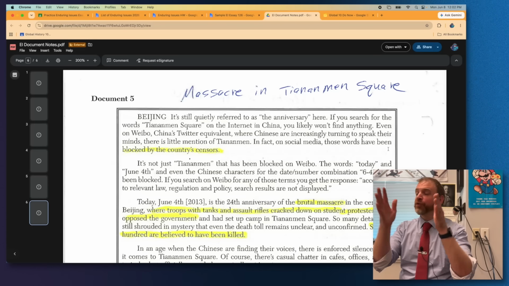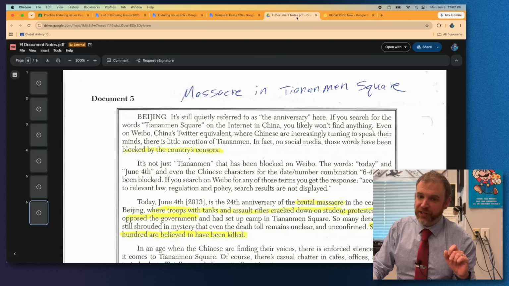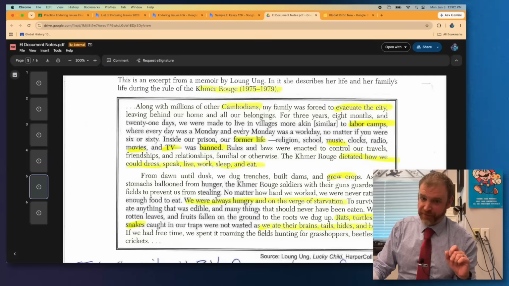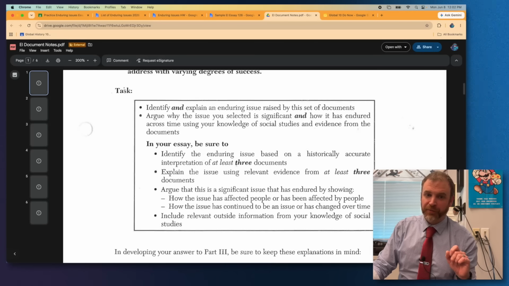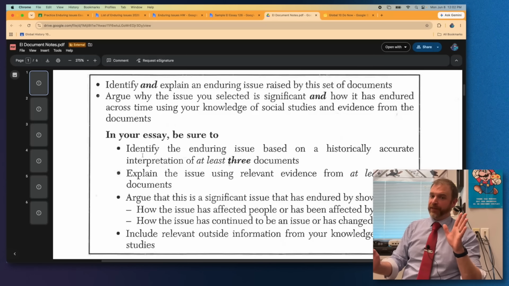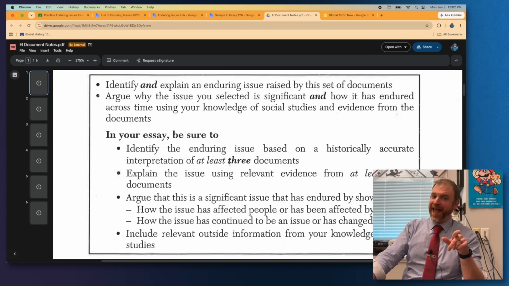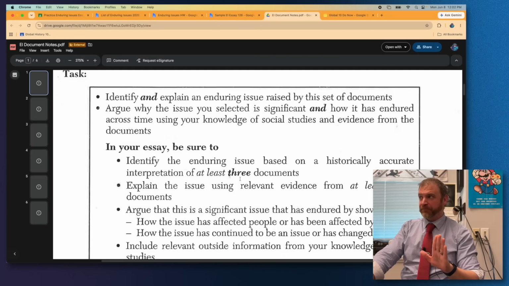Okay, that's a huge important part of this, guys, because if you were to take a look at the actual essay task, it says straight up at the very beginning to use and write about 1 enduring issue. If you write about more than 1 enduring issue, you're going to get into some trouble really, really quick. Identify and explain an enduring issue that comes up in the documents. Are you with me so far?